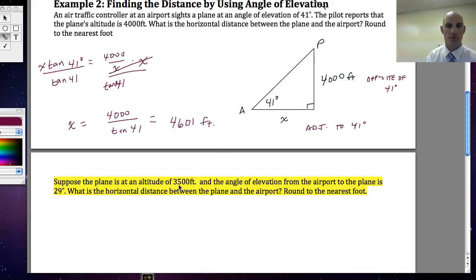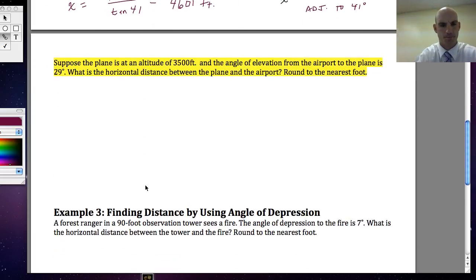See if you can solve this next one. Instead of 4,000, we have 3,500, and the plane is at a 29 degree angle. See how far from the airport that plane is. You might want to draw a picture. Round to the nearest foot. We'll talk about it in class.